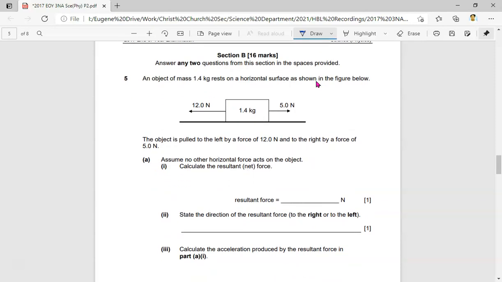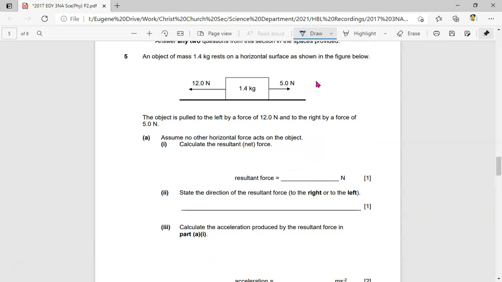Okay, an object of mass 1.4 kg rests on a horizontal surface. The object is pulled to the left by a force of 12 Newtons and to the right by a force of 5 Newtons. Assume no horizontal force acts on the object. Calculate the resultant force. The resultant force is just the overall force. If I've got 12 Newtons to the left and 5 Newtons to the right, the overall force you can obviously calculate is 12 minus 5. You're going to get 7 Newtons to the left.